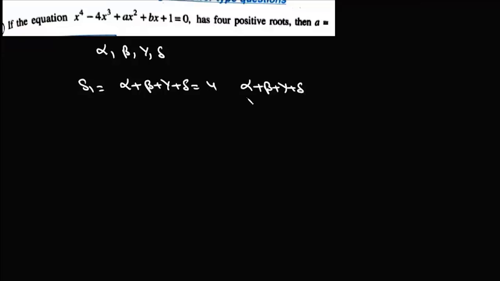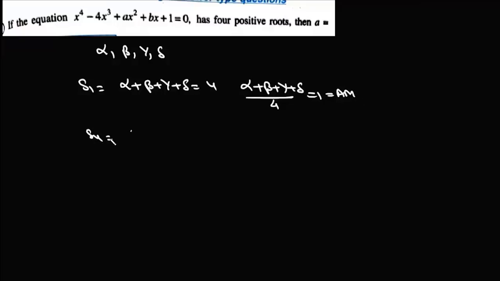Now the question is, if this equation has 4 positive roots, then the value of A is. Now if it has 4 positive roots, alpha, beta, gamma and delta, then we can write S1 as alpha plus beta plus gamma plus delta, and it is equal to 4. And if we take the arithmetic mean, we can write alpha plus beta plus gamma plus delta by 4. It is equal to 1. So the arithmetic mean is 1.